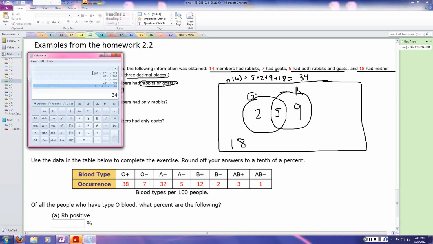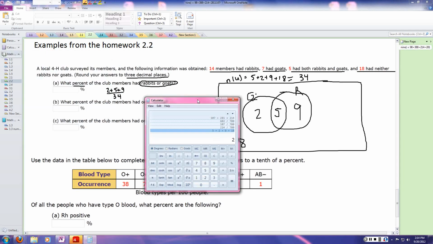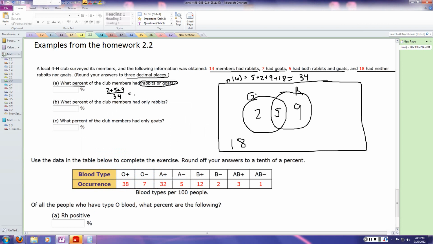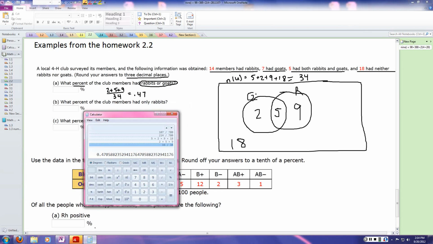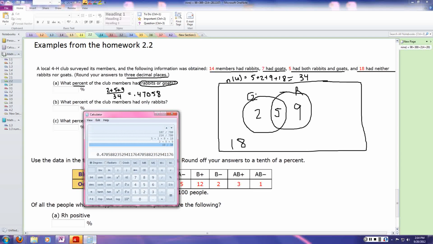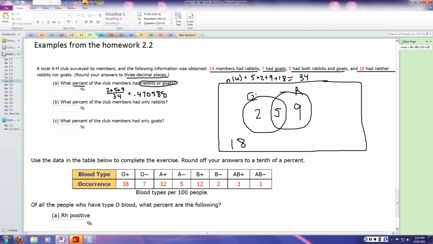So 2 plus 5 plus 9 is 16 divided by 34. So this would be 0.47. I get this from my calculator. Now I need to write it as a percent, so I move the decimal 2 places.